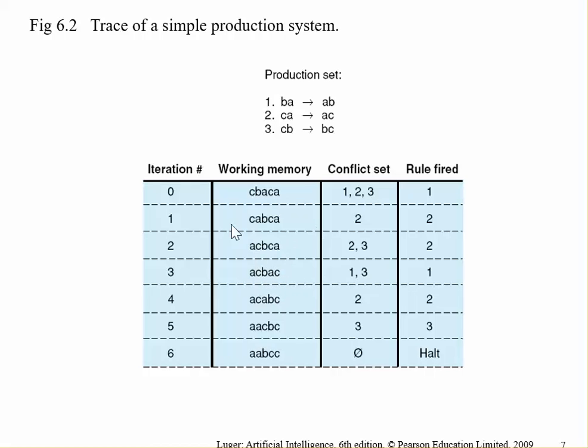And then we continue with the process until eventually we get here in 6, and there are no matches. Okay, so then for example, is BA here? There is no BA, there is no CA, there is no CB. The conflict set is empty, then we halt.